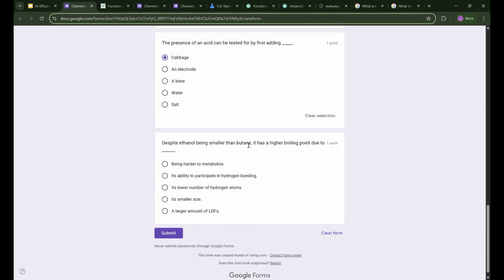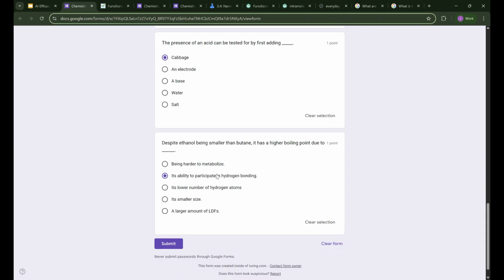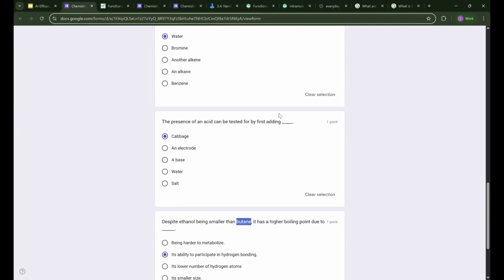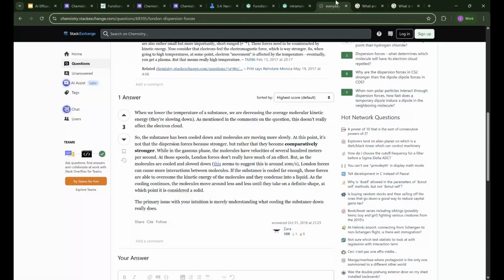Despite ethanol being smaller than butane. Ethanol, okay, this one I know. Because it's an alcohol, right? So it has the ability to participate in hydrogen bonding. Because butane's a larger compound, but because there's only carbons and hydrogens, it only has London dispersion forces. While this one, of course, it's an alcohol. So let's see if there's anything we can find about acids.